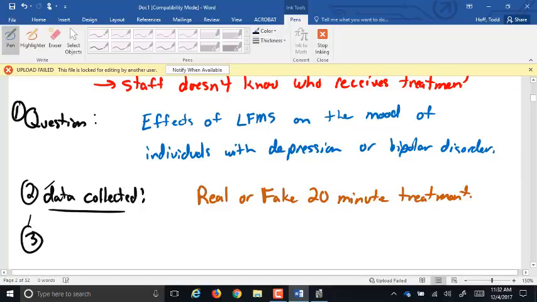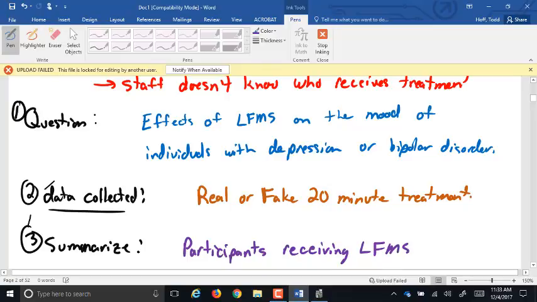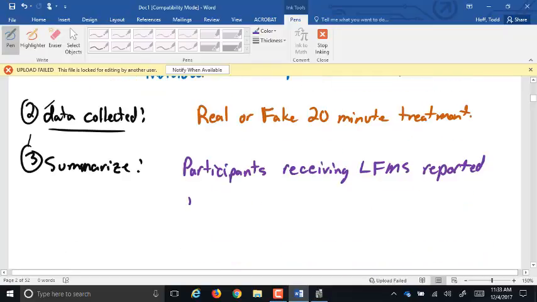So then the results of the data, summarizing the data, did they find that there was an effect? Yes. Participants receiving the LFMS, I should say, reported improved mood. The others did not.